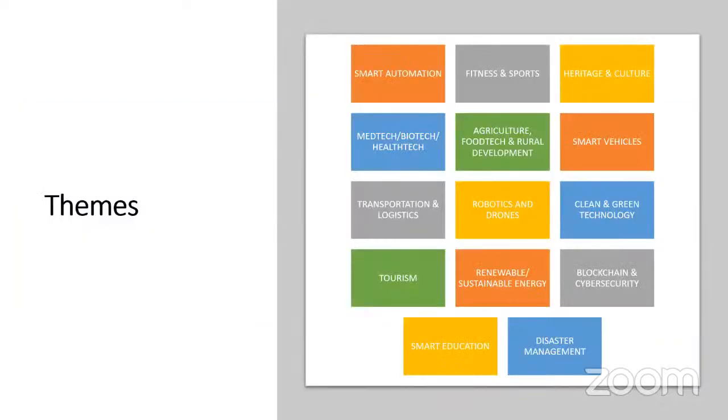These are the themes right now in the Smart India Hackathon, starting from smart automation, fitness and sport, heritage and culture, medtech, biotech, smart vehicle, followed by tourism, renewable energy, blockchain, smart education, disaster management. Students have to select the theme they want to work on, and they can apply for the hackathon.